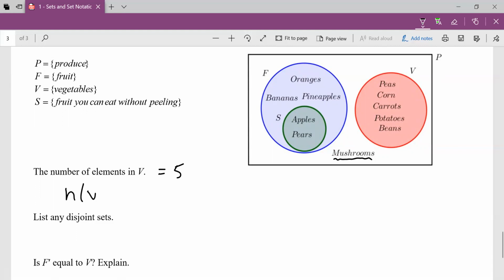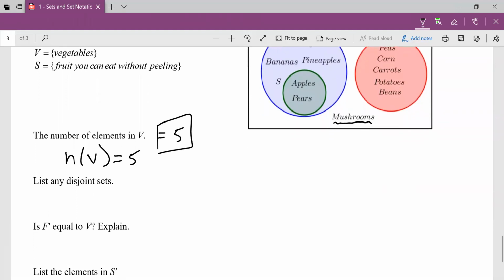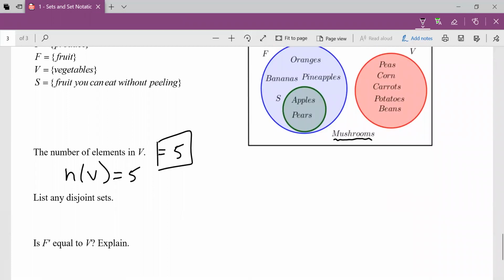Again, if you're looking at the textbook or another resource, they would write it like that. I don't need you to. I simply need you to tell me, hey, that's 5. Okay, list any disjoint sets. That means sets that don't have anything to do with each other. Looking at just these three, F, V, and S, F and V don't have anything to do with each other, and S and V don't have anything to do with each other. So those are our disjoint sets. I'm not going to talk about mushrooms in that one.